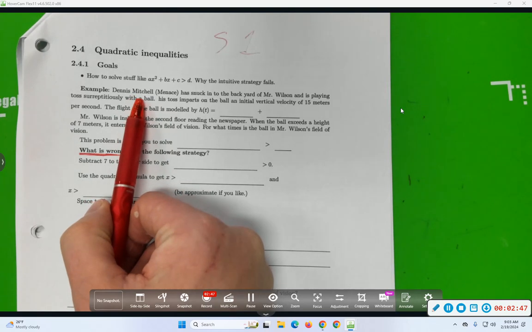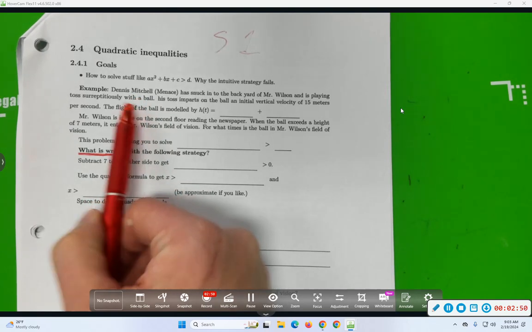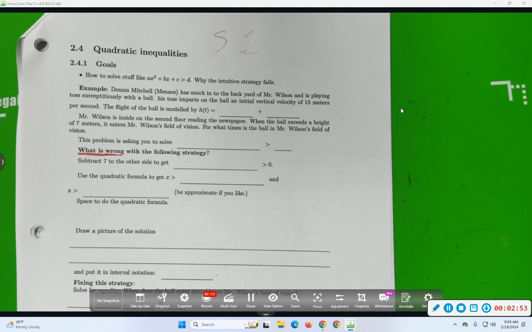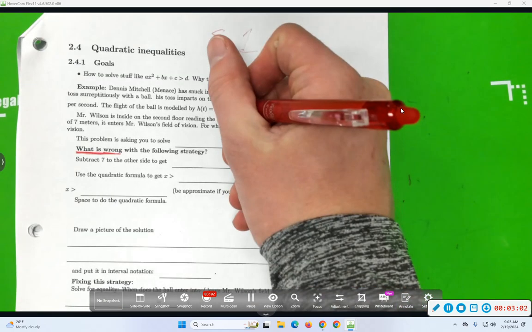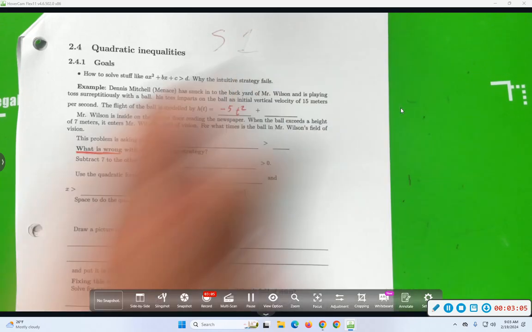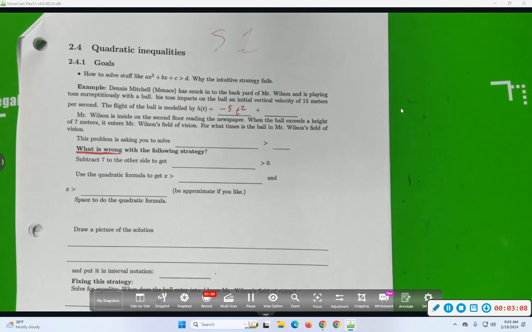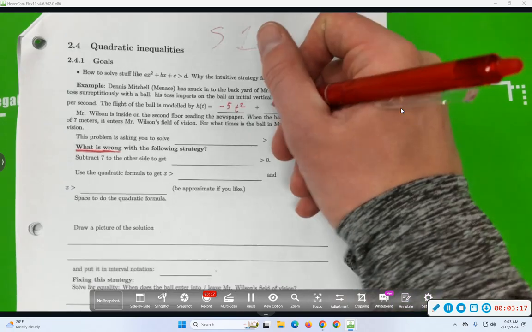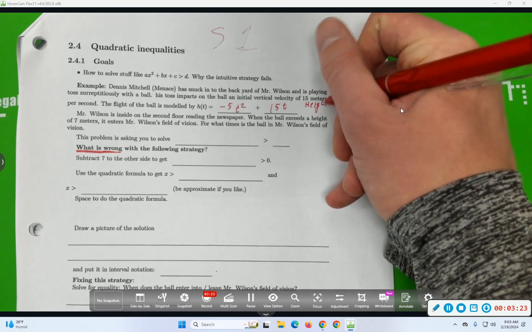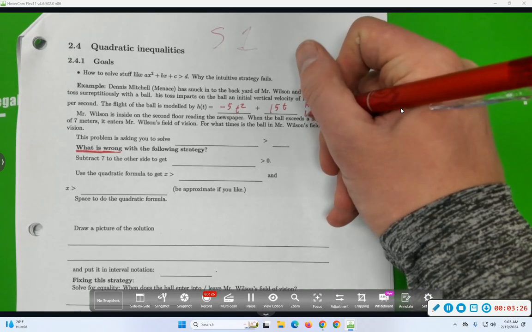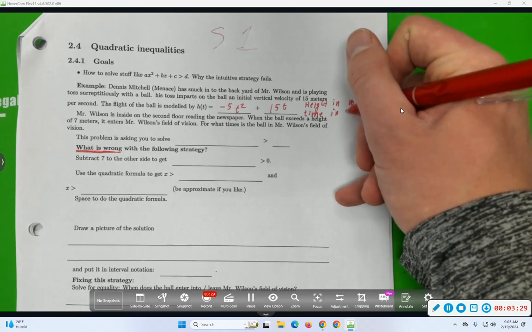So Dennis Mitchell has snuck into the backyard of one Mr. Wilson and is playing toss with a ball. He's not supposed to be doing that, so there's some measure of risk involved. Let's put some more facts out here. The height of this ball as a function of time is given by -5t squared, a term that comes from gravity close to the surface of the Earth, plus some term from initial velocity. Height in meters, time in seconds.